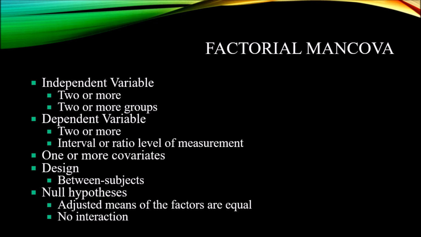Factorial MANCOVA, very similar to factorial MANOVA, except you introduce the covariate or covariates and you change the null hypotheses so that you're using adjusted means. Other than that, there's no differences moving from factorial MANOVA to factorial MANCOVA.